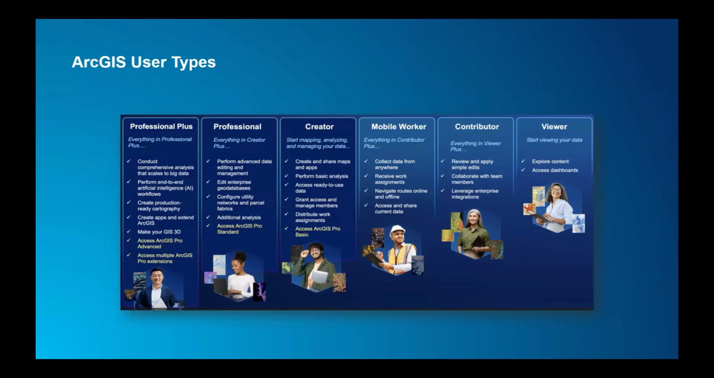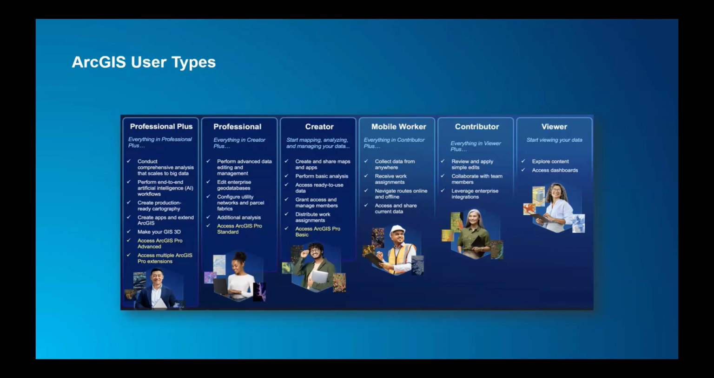Thirdly, you have the mobile worker, which many would already be familiar with because this was part of the initial user types prior to this recent development into these 6 that we have here. This is the user type that would have all the capabilities that you'll find in the contributor, but also add other capabilities, for example, the ability to receive work assignments and directions, share locations, collect data, and share updates on the go.